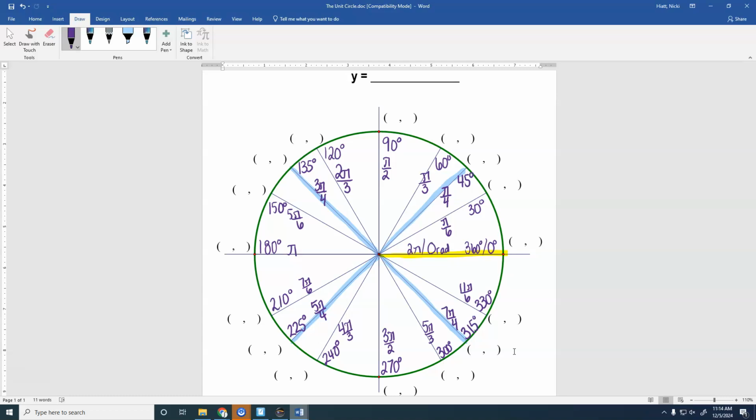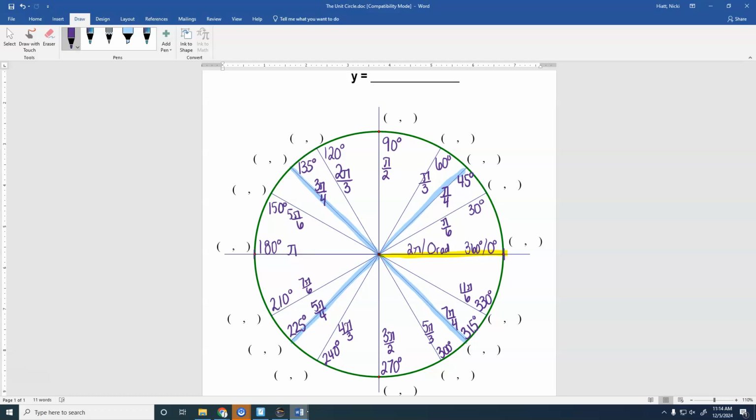Don't pack up. We're not done. Tuesday, yes. Okay. So, we need to fill in these coordinates on the outside. I should show you how to get them, but I don't have time. I will show you how to get these.